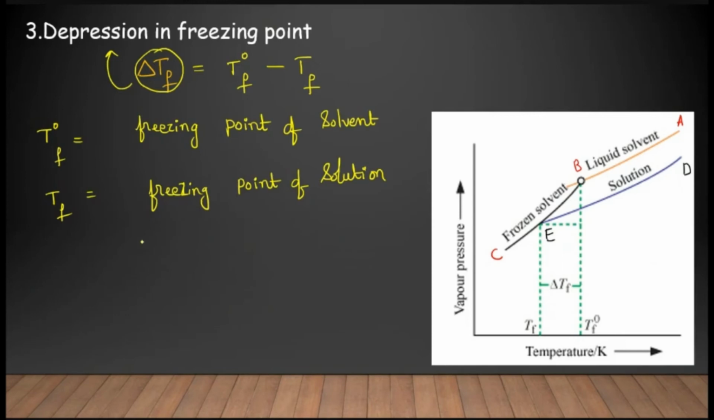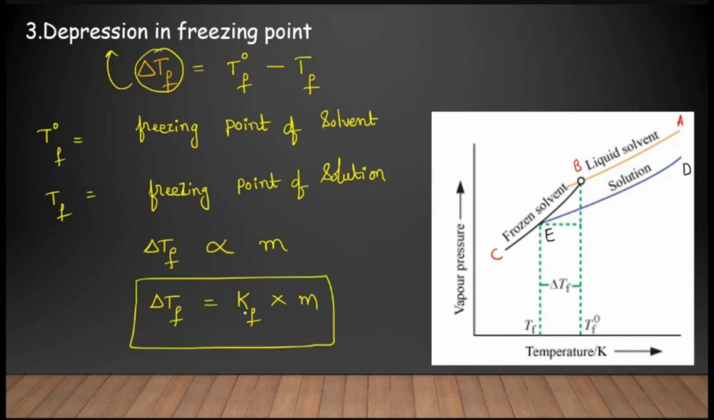That is, the depression in the freezing point is directly proportional to the molality. So if you know the proportionality constant, you'll get delta Tf is equal to Kf into m. This is the formula. So delta Tf is equal to Kf into m.